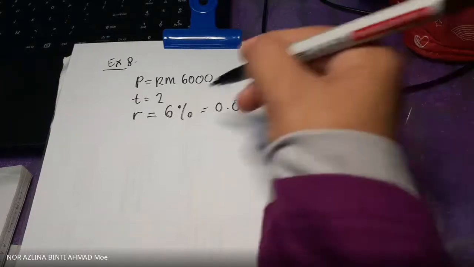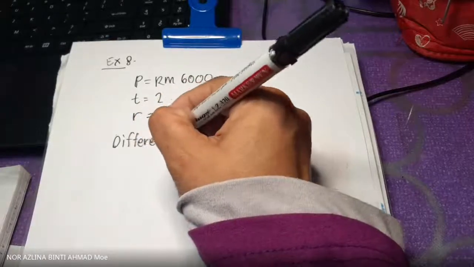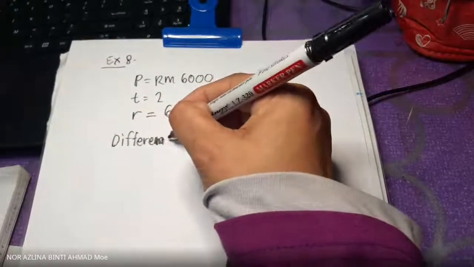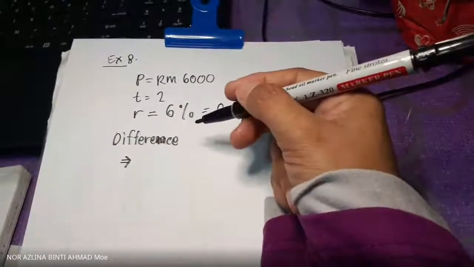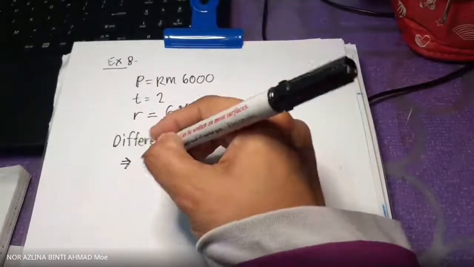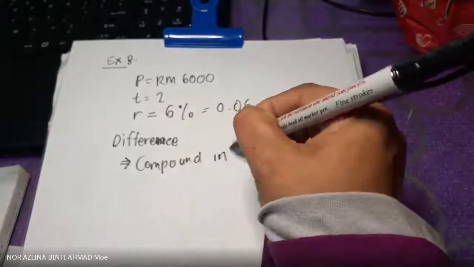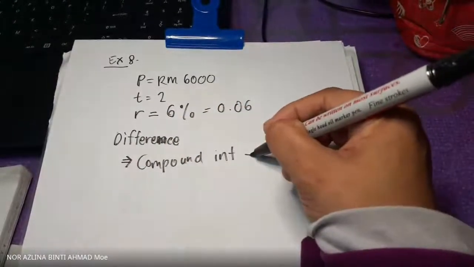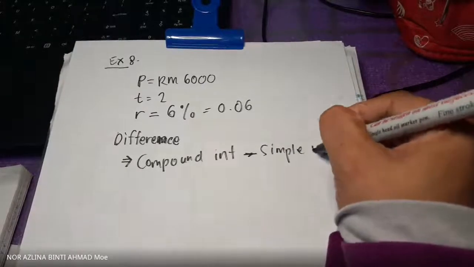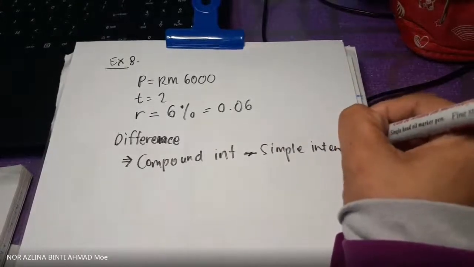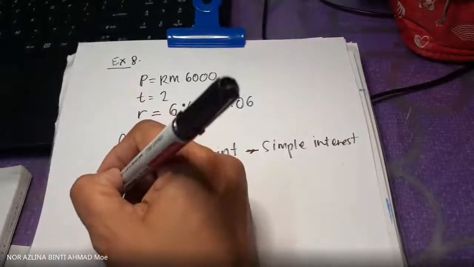The question wants you to find the difference between compound interest compared to simple interest. What is the difference? So now I find simple interest first, the easy one first.